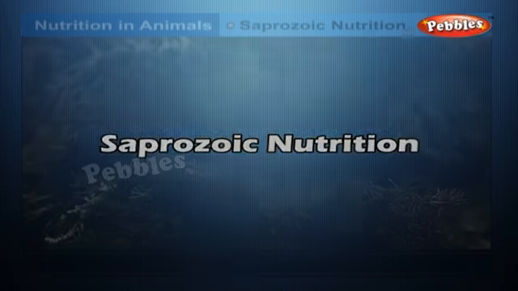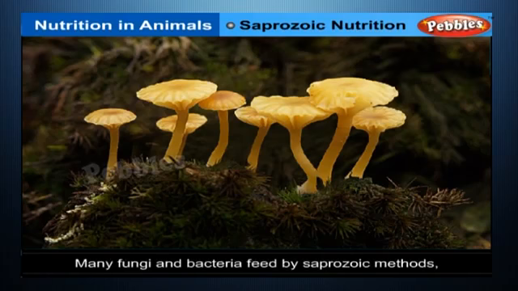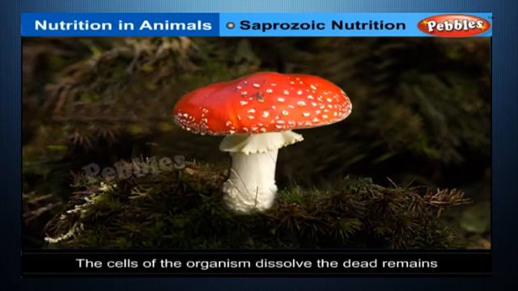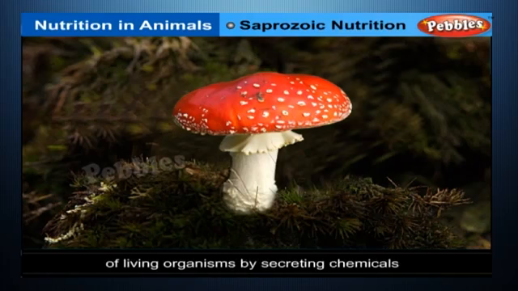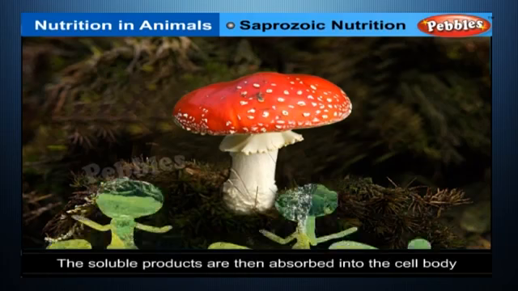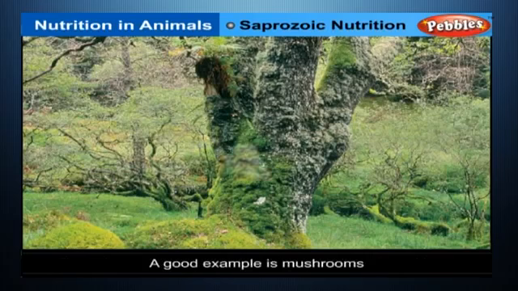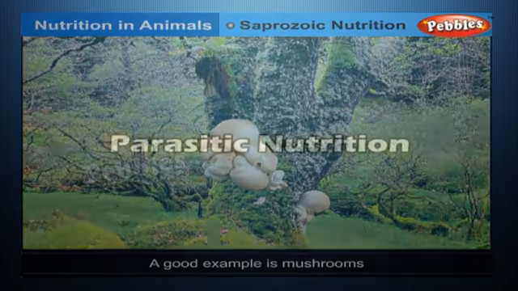Saprozoic nutrition. Many fungi and bacteria feed by saprozoic methods. The cells of the organism dissolve the dead remains of living organisms by secreting chemicals. The soluble products are then absorbed into the cell body. A good example is mushrooms.